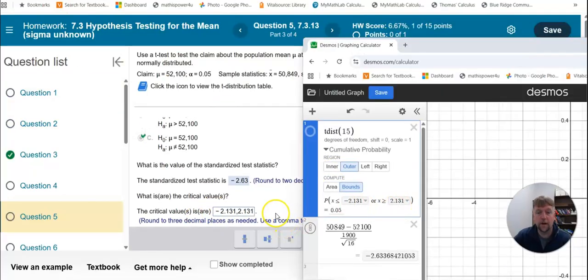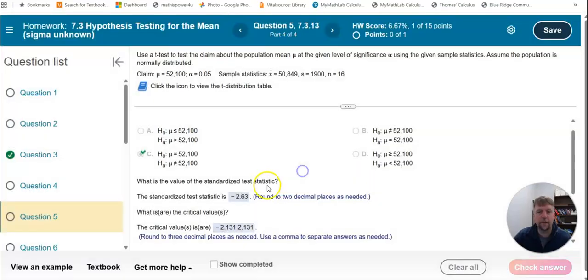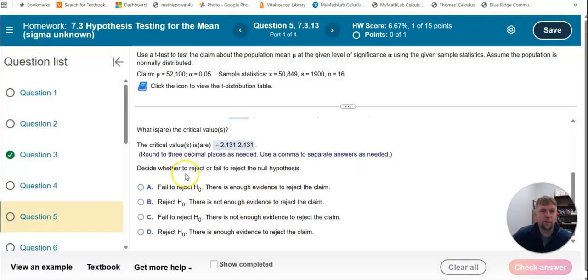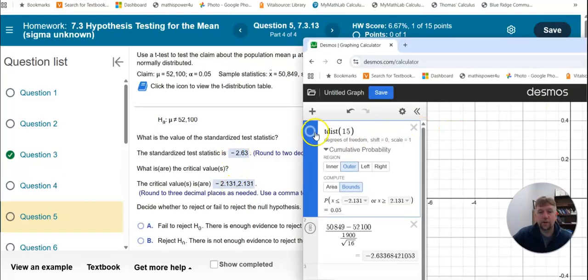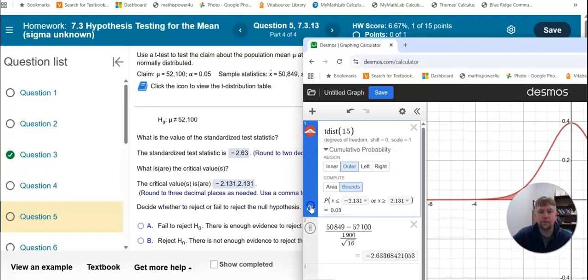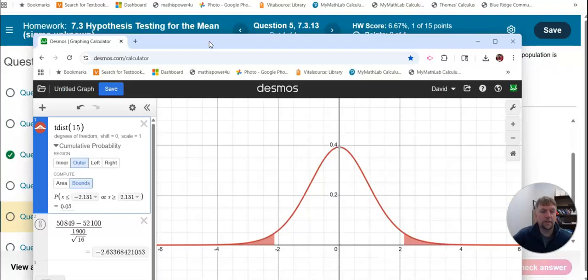All right, these critical values will determine if we're in the rejection region or not. So I'm going to click, let me check my answer, and then the conclusion. So you've got a test statistic, you've got critical values. So I always encourage you to turn this on and zoom in around it, and then plot your test statistic.